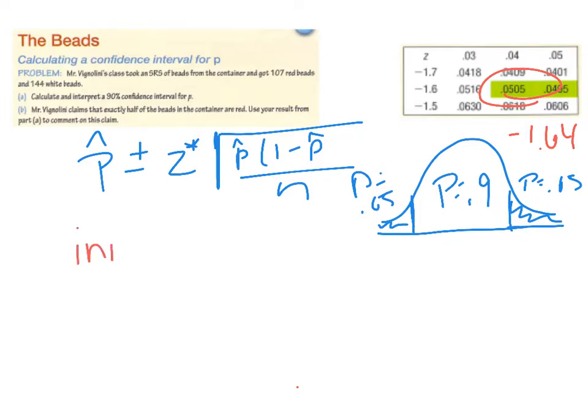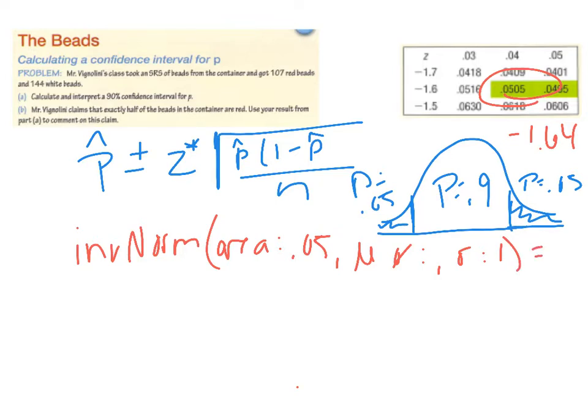If I plug it into my calculator, I've got inverse norm with an area this time of 0.05, still a mean of 0 because I'm using my standard curve, and a standard deviation of 1. That also should give me negative 1.645. So that again translates into a critical value of 1.645. You'll notice it's not negative 1.645, it's 1.645.